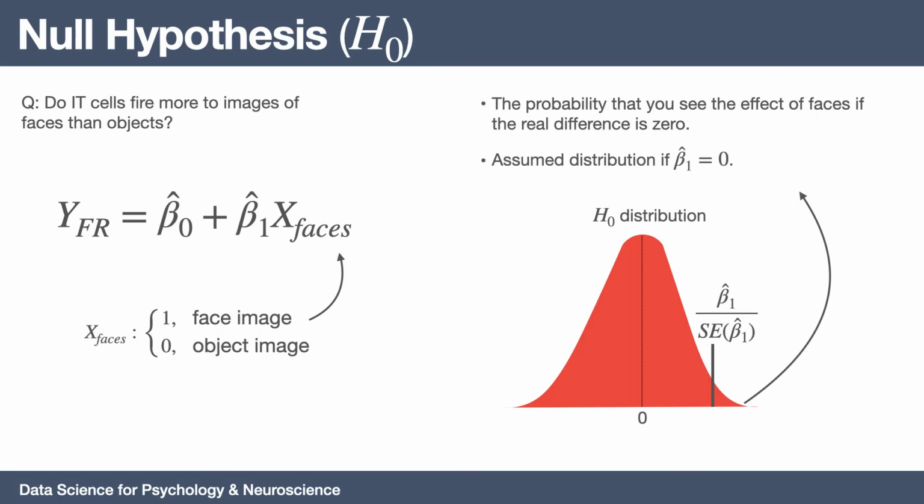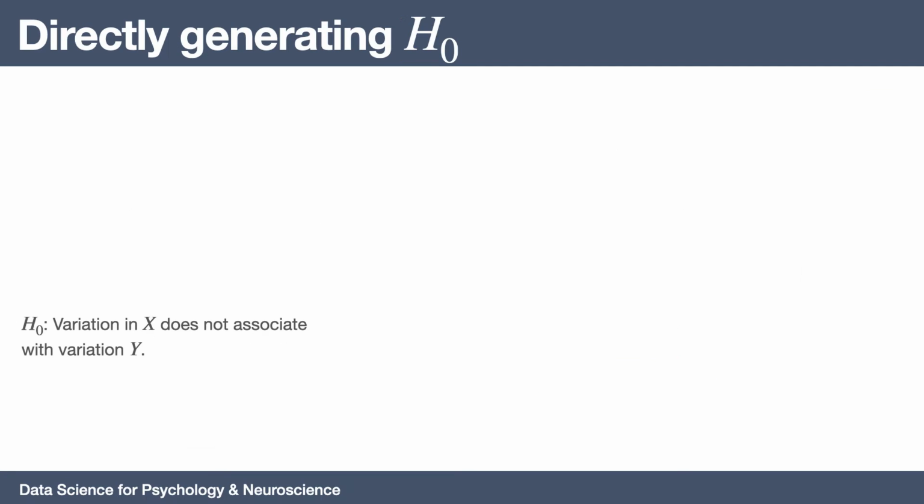Now, an alternative way of asking about the null distribution is to simply generate one yourself. And this is how permutation tests work. Rather than assume the nature of your data and its links to some hypothetical null distribution, simply generate your null distribution using your data itself.